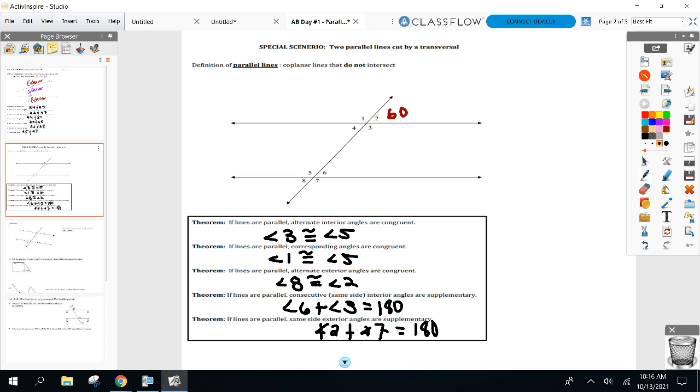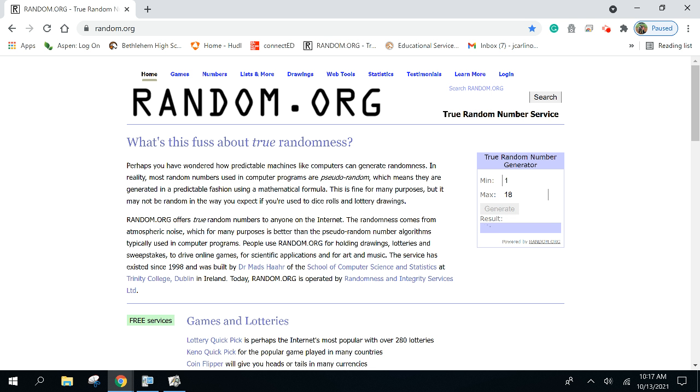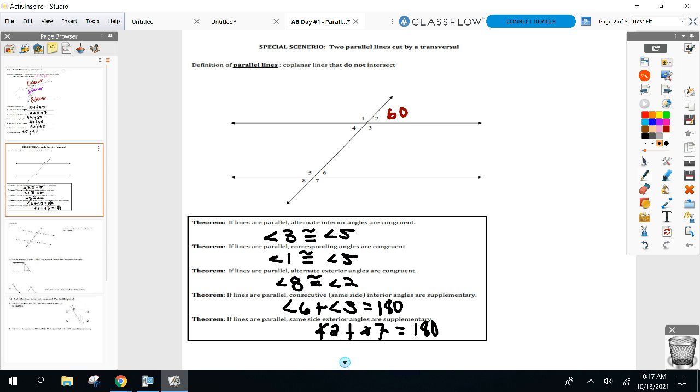Can we do it as a class? Okay, I'm going to start you. Angle 2 is 60. Give me another angle you know, and be able to back yourself up with a reason. Emma, start. What other angle do I know? Angle 8 is equal to 60. Why? Because angle 8 and angle 2 are congruent. Well, why are they congruent? Got to give me the angle names. I'm going to be picky this unit. What type of angles are 2 and 8? Because they're alternate exterior. Alternate exterior angles are congruent.